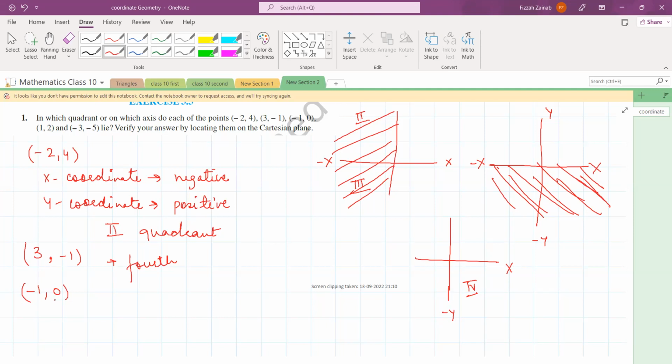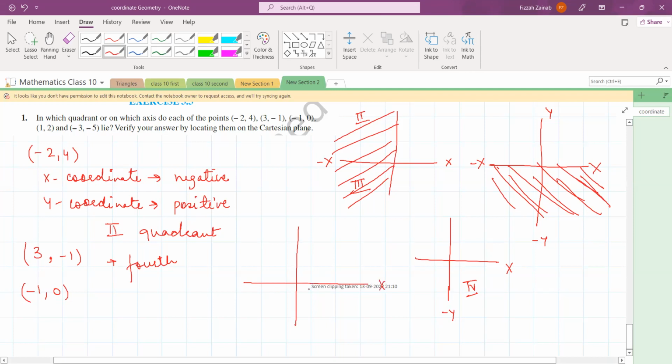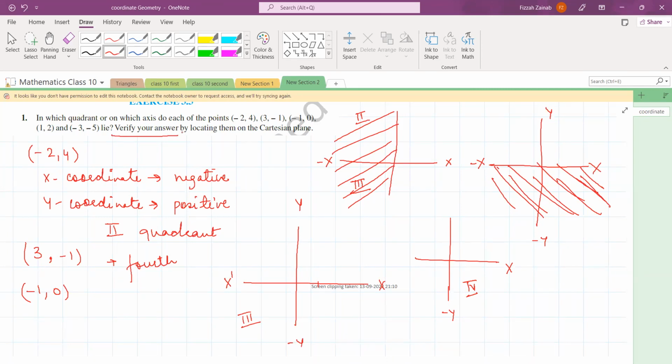Second or third. Sorry, what did you say? Third quadrant. Third quadrant, that means here, right? So let us check, okay? Because we have to verify this also. Verify means you will actually plot this point and then see whether your guess is right or not, right? So let me just verify the third one.